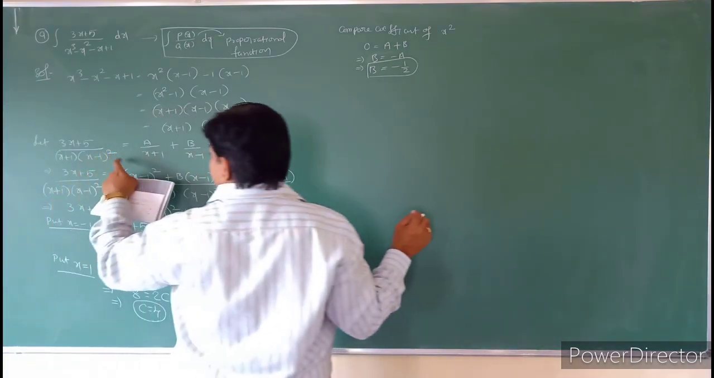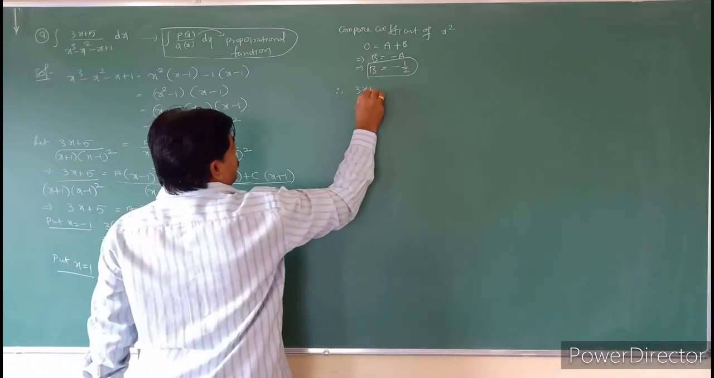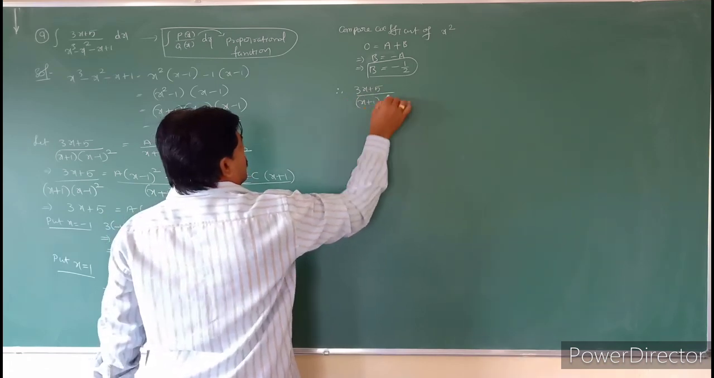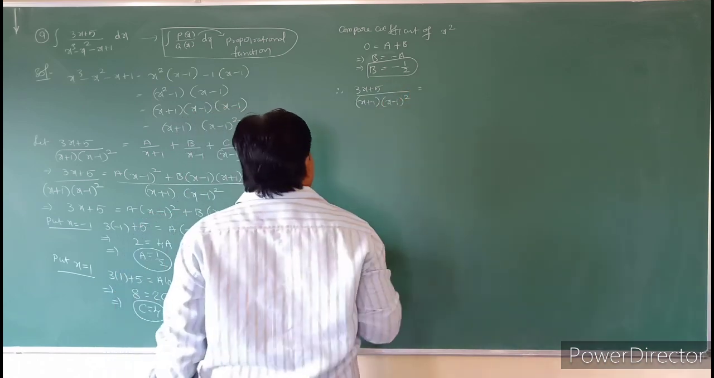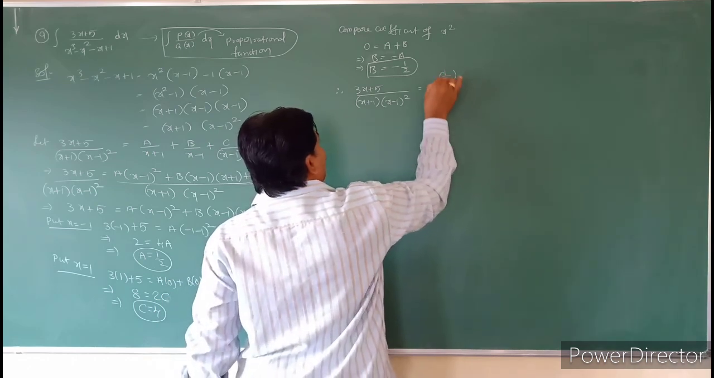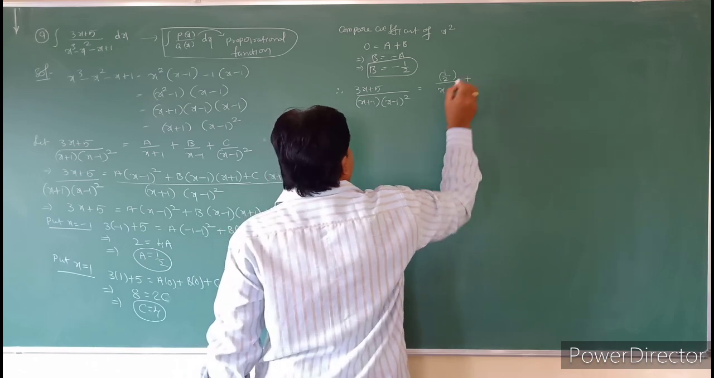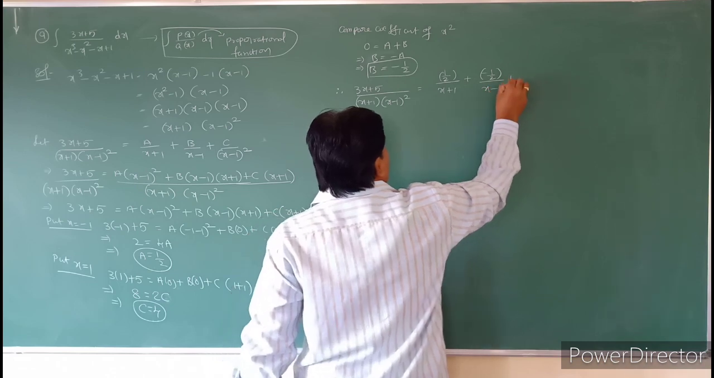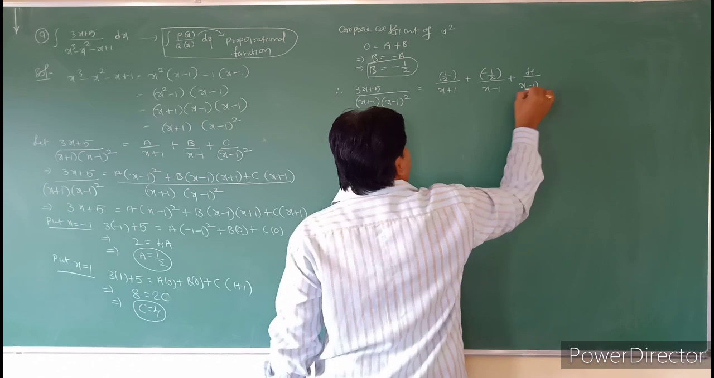Therefore, (3x plus 5) by (x plus 1) into (x minus 1) whole square, you can write as a by x plus 1, a is 1 by 2, plus b by x minus 1, b is minus 1 by 2, plus c by (x minus 1) whole square, c is 4.